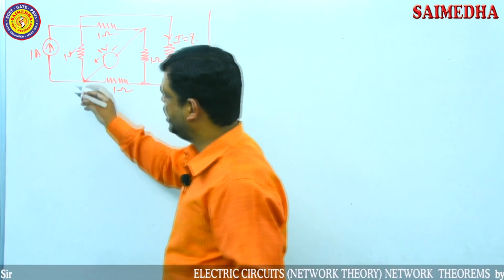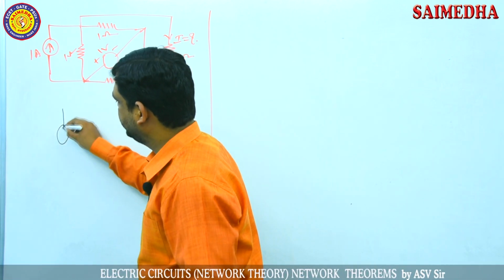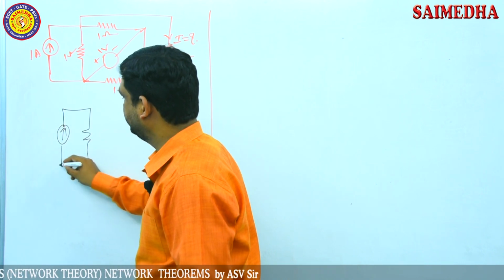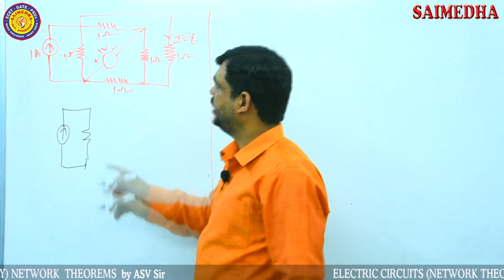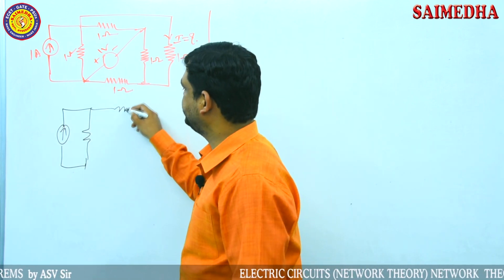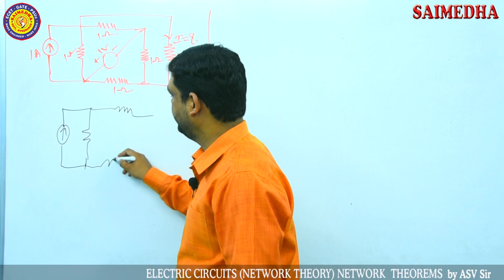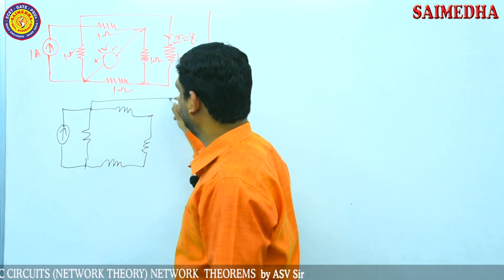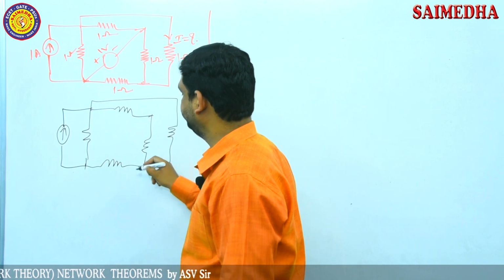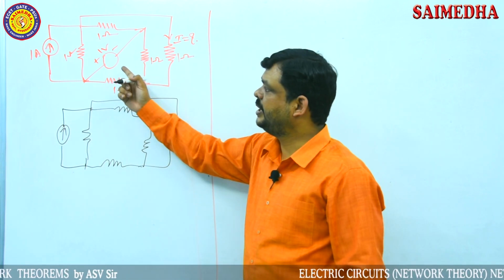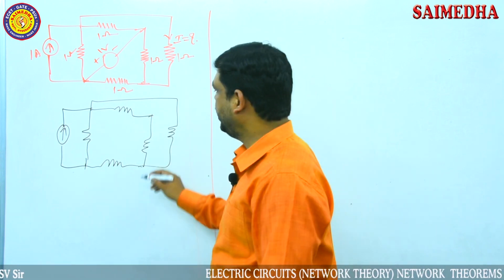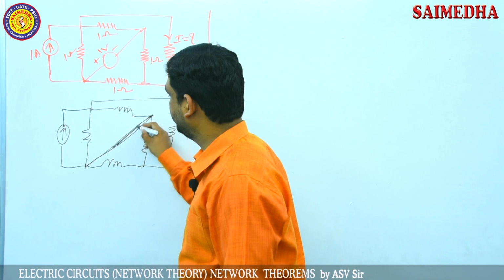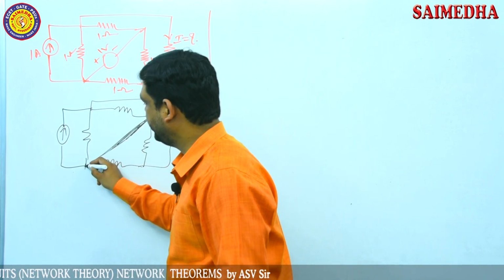The current source is applied, so the current source is connected as it is, and the remaining circuit is like this. Here one resistor is there, then one more 1 ohm resistor, and here 1 ohm resistor, 1 ohm resistor, then here another 1 ohm resistor. The remaining source is eliminated. The remaining source is the voltage source. A voltage source acts as a short circuit, so the voltage source is short circuited like this.